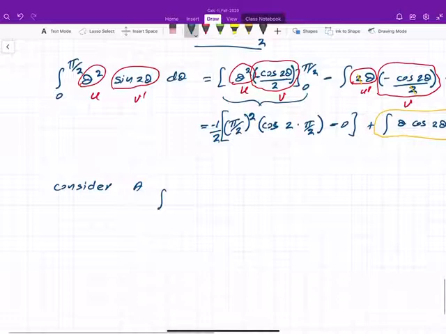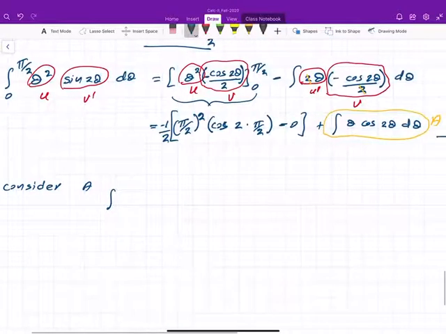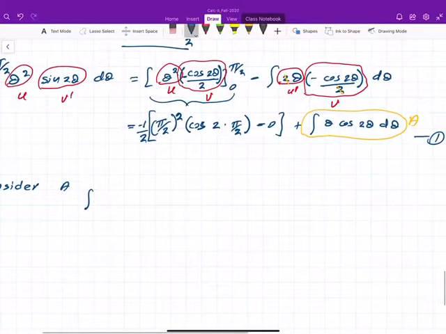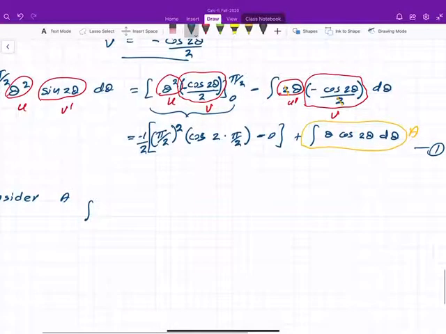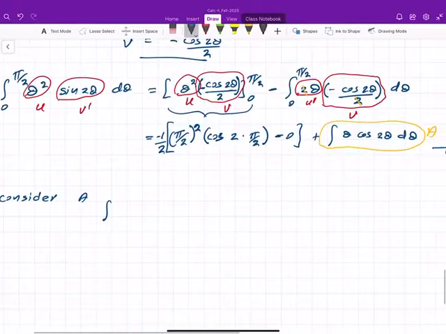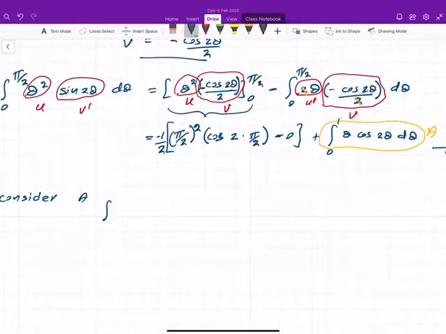That is integration. I forgot to put the limits actually here. The limit is from 0 to pi over 2. Here also 0 to pi over 2.